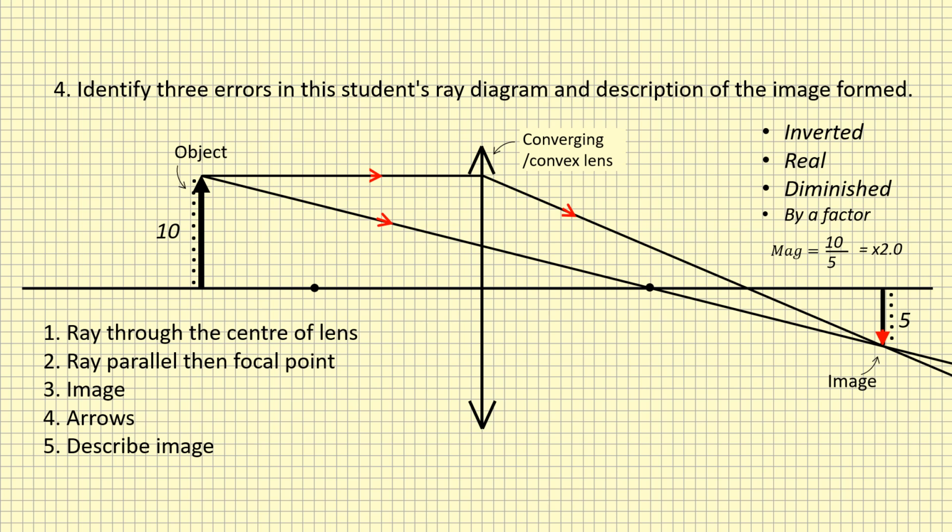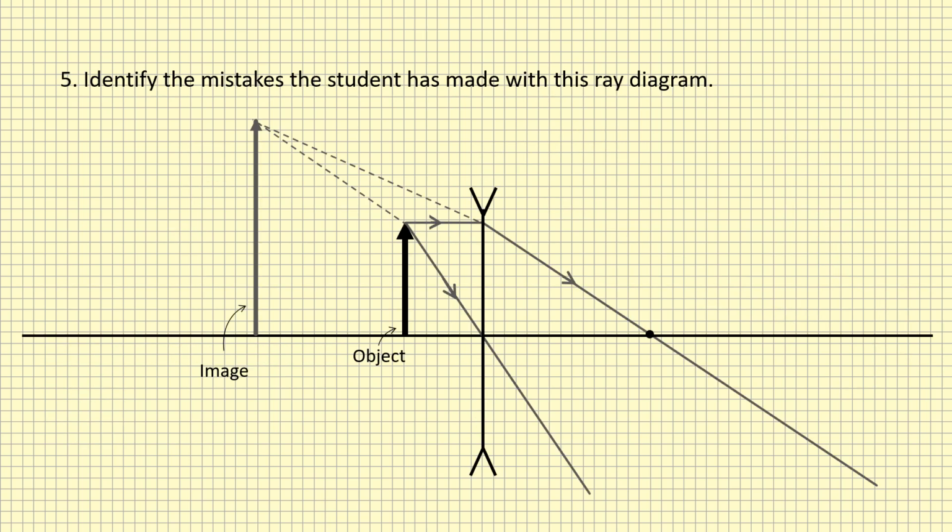What they've done here is they've divided object size by image size when they should be doing image size divided by object size. So it's the wrong way around. It should be 5 divided by 10. A final example here, we're going to look at other common errors that I see students making. First of all, in this image here, it looks correct, but one of the biggest mistakes they've made is actually it's not even a converging lens.